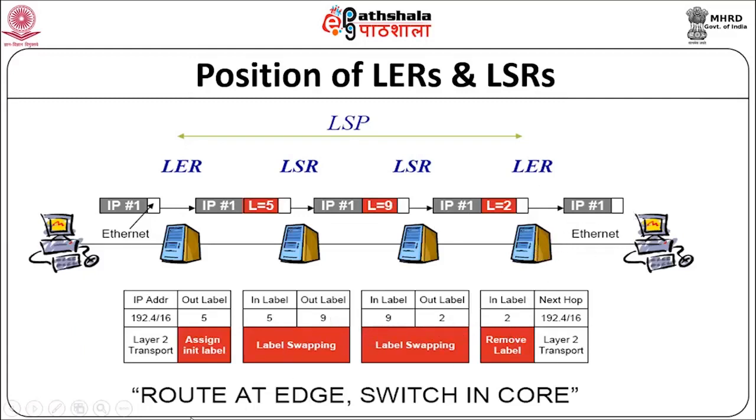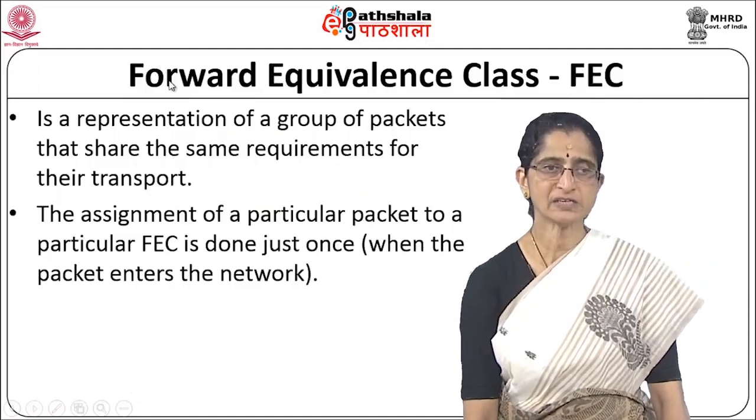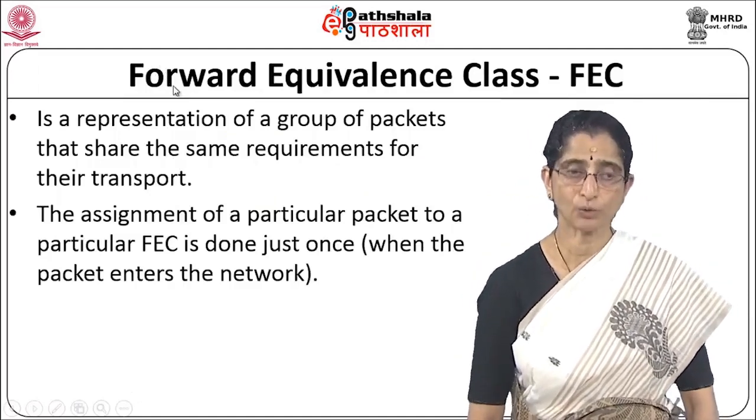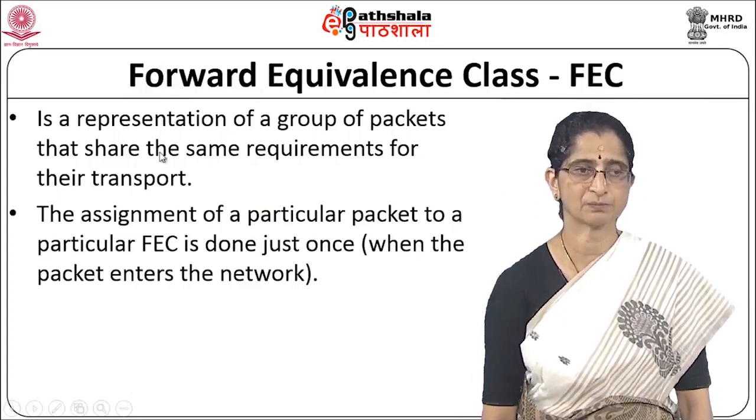So what we are essentially talking about is doing the routing at the edge and switching in the core. What do I mean by routing at the edge? Based on the IP header, what should be the label attached, what is the FEC that should be specified for this packet? All the decisions of classification, whatever you want to do, are done at the edge, which is why we say route at the edge, and in between we just do the simple job of switching the labels. This forward equivalence class, or FEC, is the core of this entire MPLS protocol.